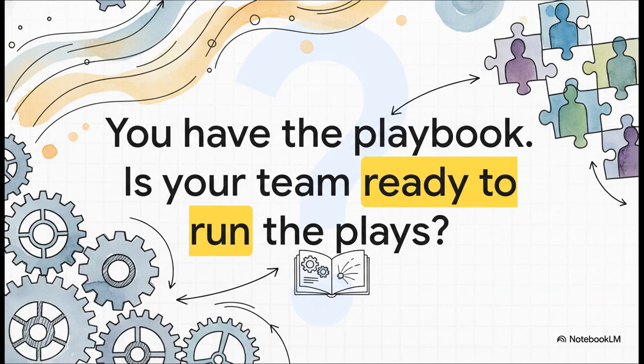So, we've walked through the governance zones and the rollout strategy. The playbook is pretty clear. You balance innovation with control, you roll it out deliberately, and you build a cross-functional team. The only question left is, is your team ready to run the plays?